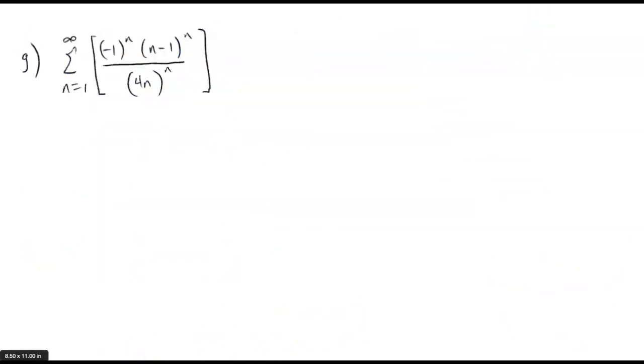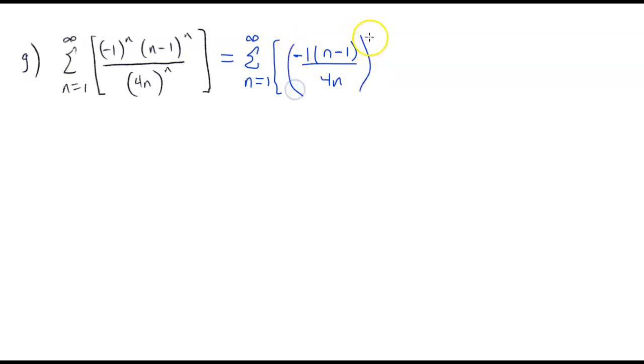All right, so for our last example here, we notice that we have a series that's made up of a sequence where all the factors are raised to the power of n. So here, one thing that we could do is look at this as -1 times n minus 1, all of that over 4n, and then raise all of that to the power of n. And since we have something raised to the power of n here, we could actually use the root test. So we're going to use the root test.